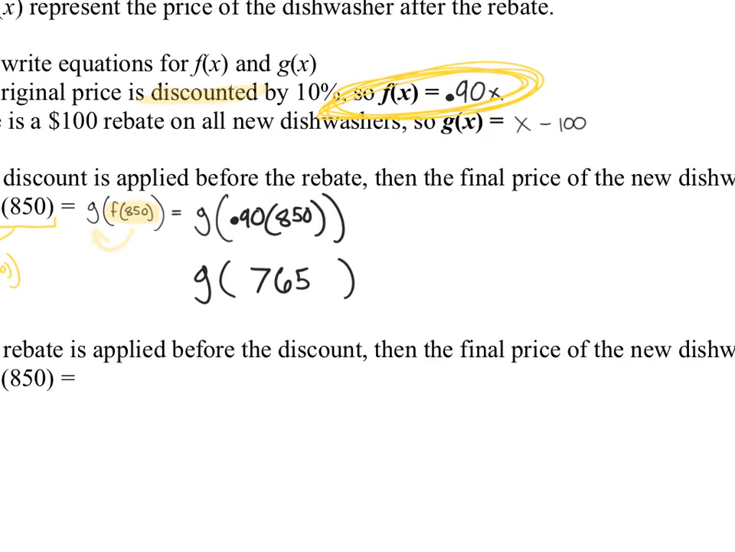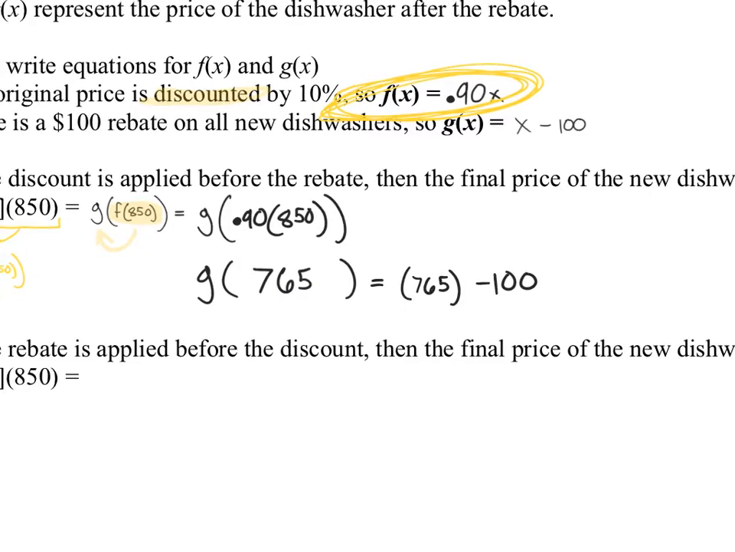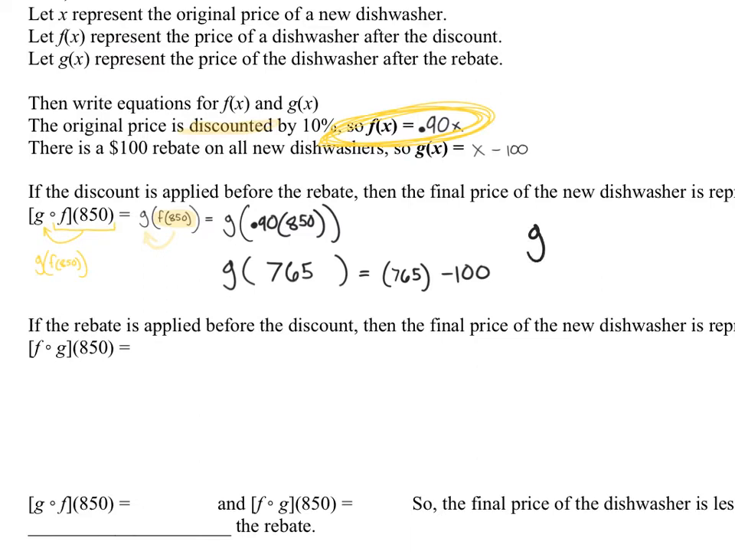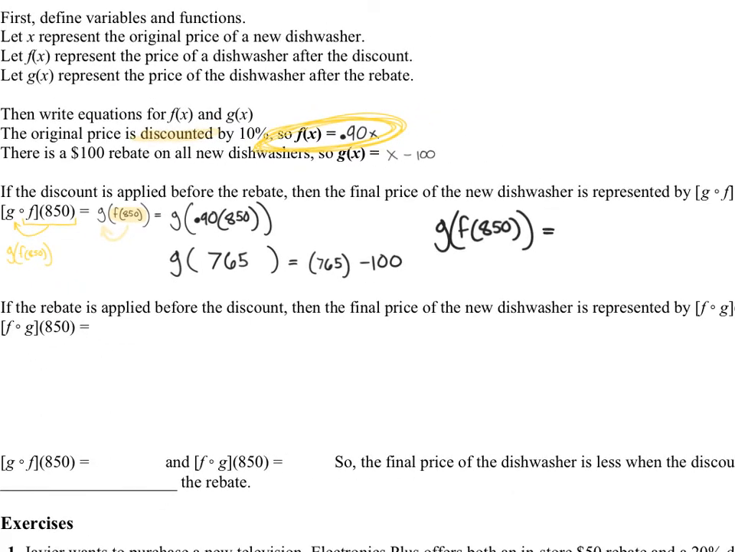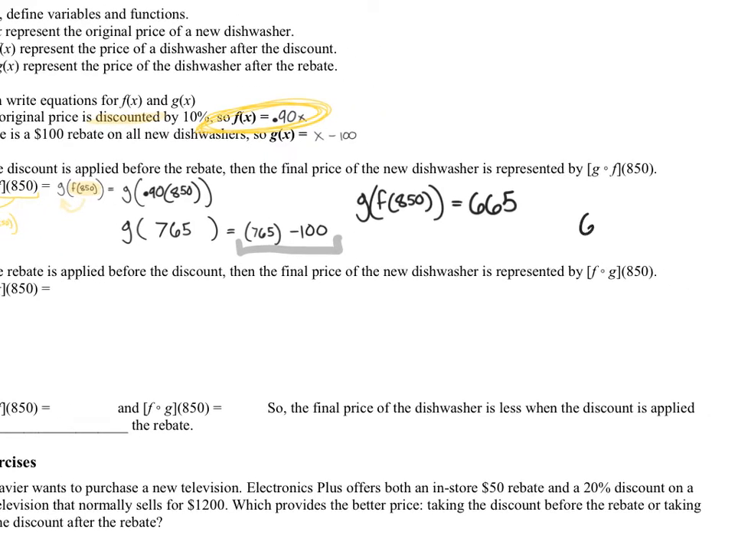Now, g of 765 would look like this. It's the price of the dishwasher minus 100 because of that $100 rebate. So what this is telling us here is that if we did the 10% discount first and then we took off the $100 rebate, we just determined that the total price would be $665. All right. So that's option 1.